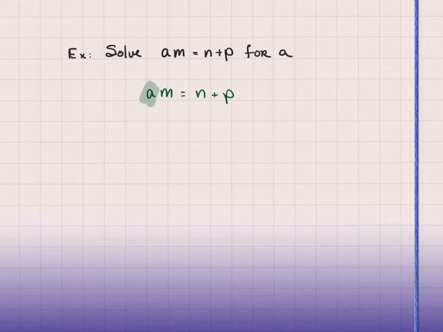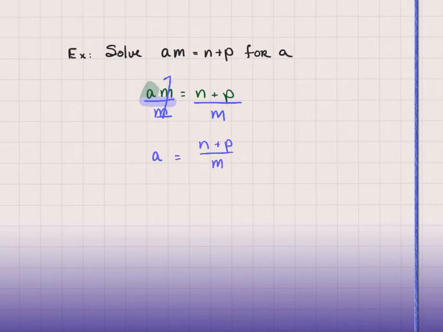Look at how the a is connected to the m. You want the a alone, so what are you going to do? Well, you divide the left side by m, because that would just give you a 1a. And you have to do the same to the right. And you're done.